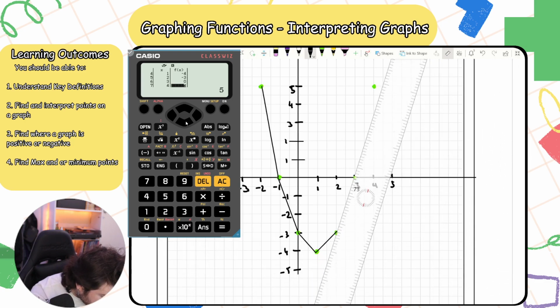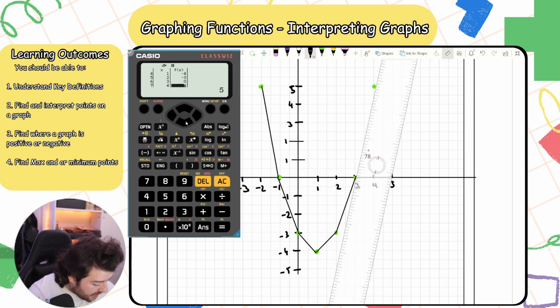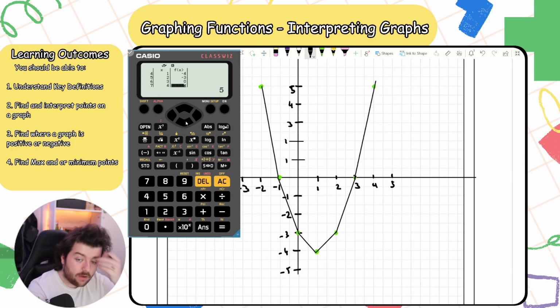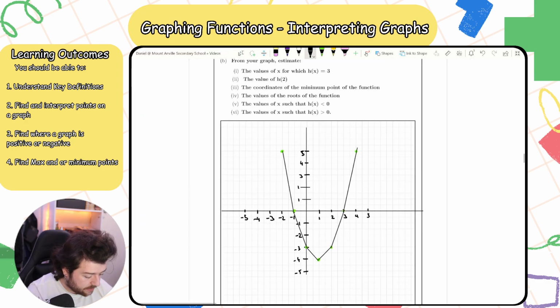You don't have to use a ruler to connect these points. I'm just doing it because it's hard for me to freehand it on the tablet. Right, there you go. There's my quadratic. So now let's look at the questions it is asking me.